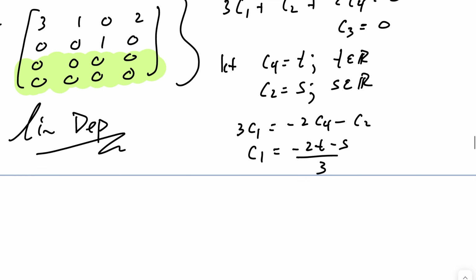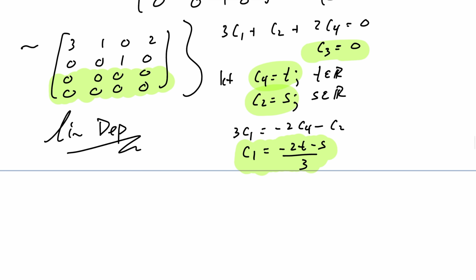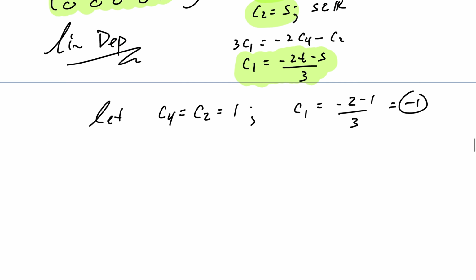So now I have a combination between these here. I know that C4 can be anything, C2 can be anything, C3 has to be 0, and C1 is a combination of these t and s parameters. So if I want to find an example, because it is dependent, there are infinite combinations we can choose. Let's say I let C4 equal C2 equal 1 in this case. If I do that, that means that C1 is going to be minus 2 minus 1 over 3, which is negative 1.